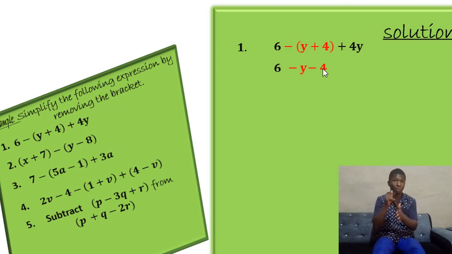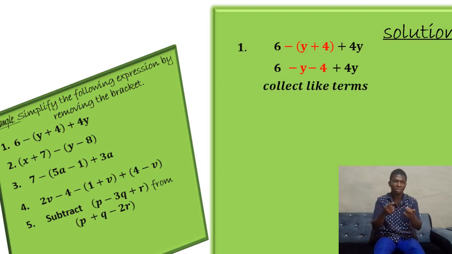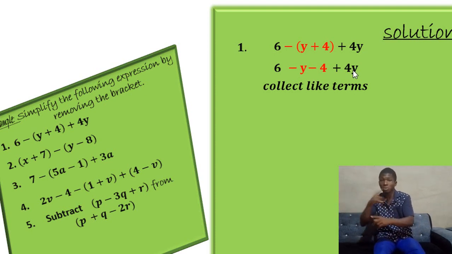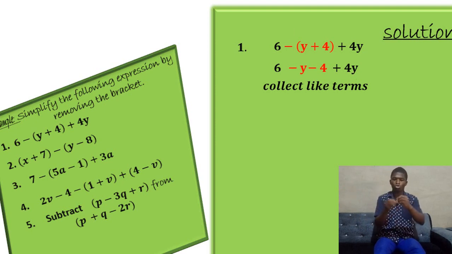I believe you can see the movement of my mouse. Then you have this plus 4 down here. So you've simplified the bracket. The next step is, we want to collect like terms. So what are the like terms? You can see 6 here, you can see 4 here. They don't have y. This is y and this is plus 4. They do have y. So the two numbers that do not have y are like terms, and the two terms that have y are also like terms.